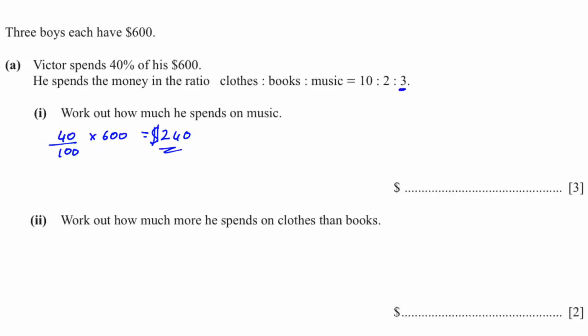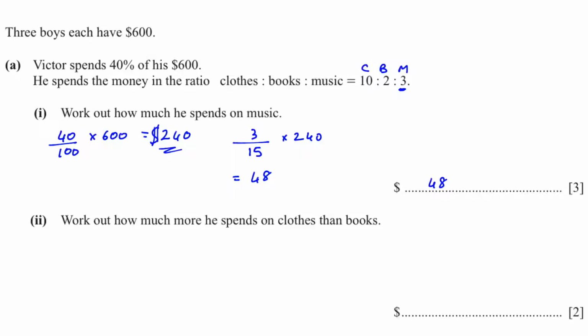Out of this $240, he spends some on music. This is your clothes, books, and music. He spends 3 parts out of the total. How many parts are there? We add it. 10 plus 2 plus 3, 15. So 3 over 15 of 240 is $48.